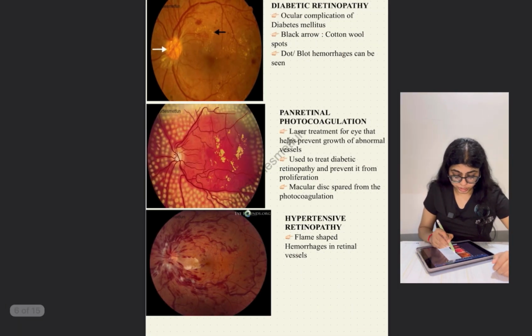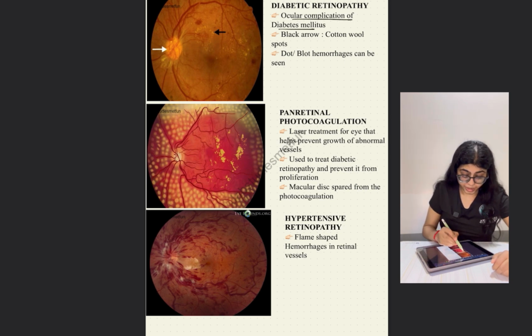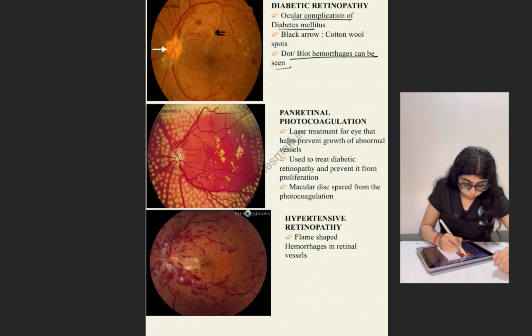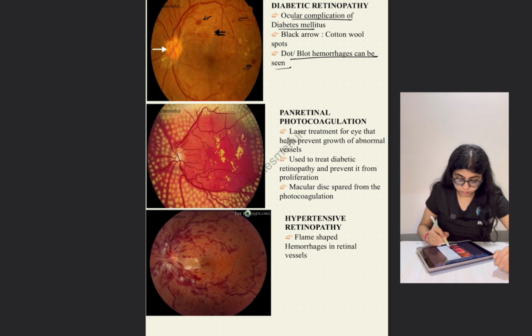Diabetic retinopathy. It is an ocular complication of diabetes mellitus. The black arrow over here shows cotton wool spots, and the white arrow over here shows the pale optic disc. Dot or blot hemorrhages can also be seen. You can see these dots of hemorrhages in the retina.